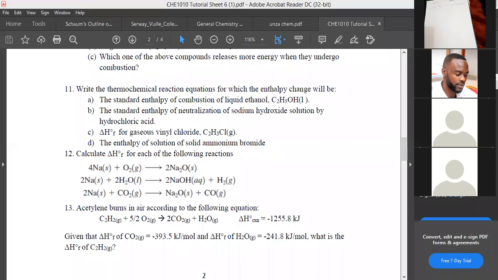All right, so question 12. Question 12 is asking us to calculate the standard enthalpy of formation. Now, remember from the definition itself, standard enthalpy of formation is when you produce one mole of your product. So for the standard enthalpy of formation for each of the following, all I'm going to do is pick up one equation, and then your product should be 1 molar.